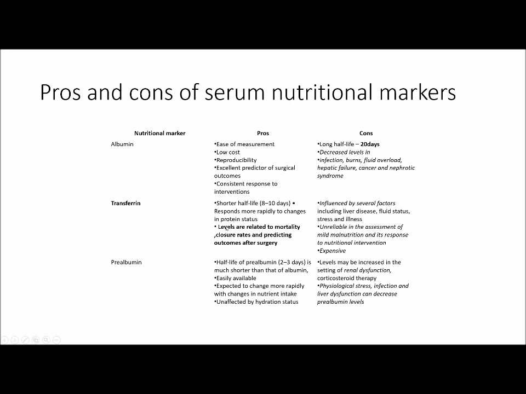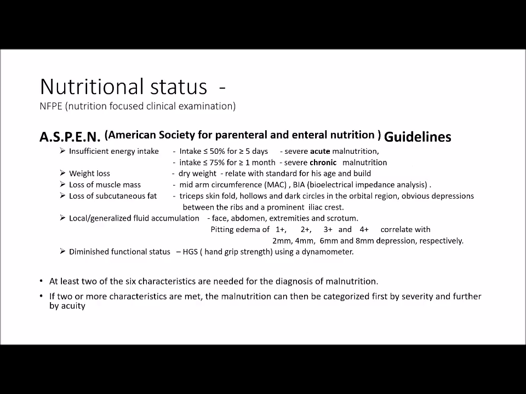It is the best. Why? Because it responds more rapidly to changes in protein status, and levels are directly related to mortality, closure rate, and predicting outcomes after surgery. That is why we still stick to transferrin as a nutritional marker in patients with ECM. Right? Now, how do you assess the nutritional status of a patient? You have to assess the nutritional status of a patient.